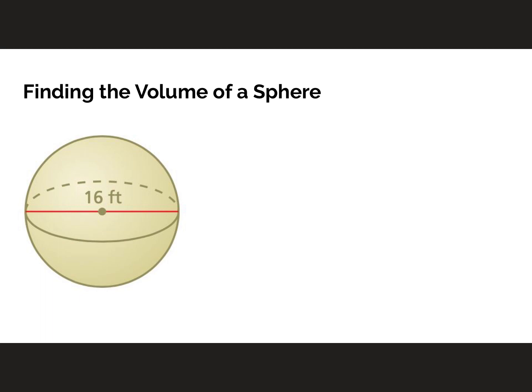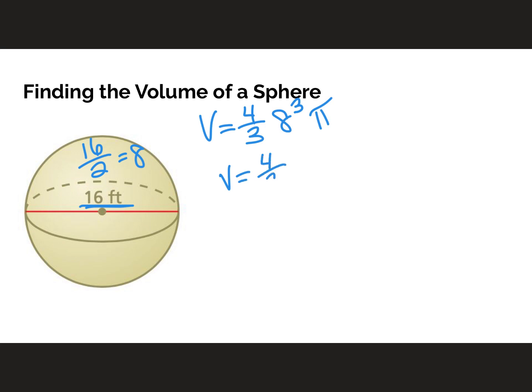Okay, so let's go on. Here's another one. Notice this time they did not give us the radius. They gave us the diameter of the sphere. So we're going to have to divide that in half to give our radius of 8. So again, our volume is 4/3 of 8 cubed times pi. 8 cubed is 512. So my volume is 4/3 of 512 times pi.